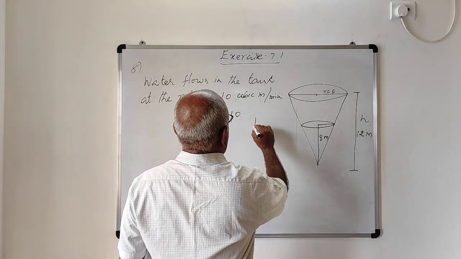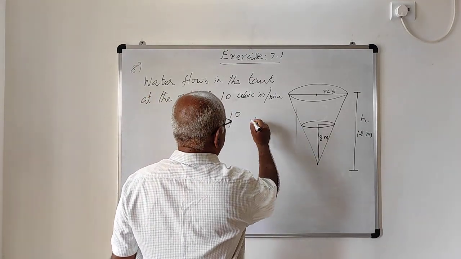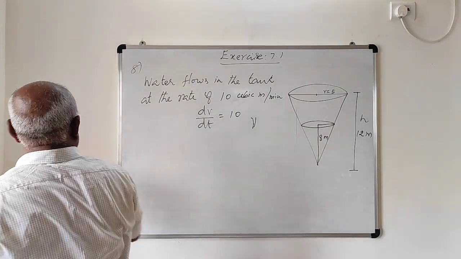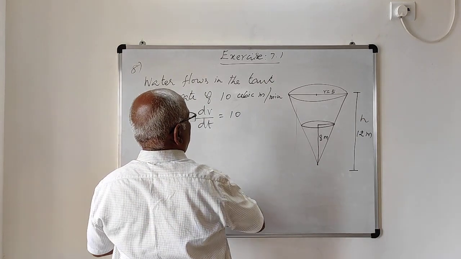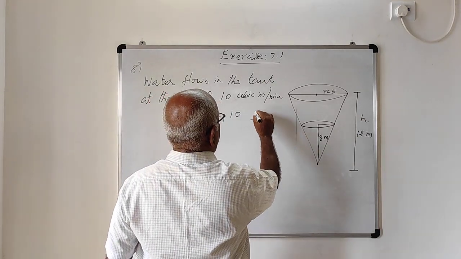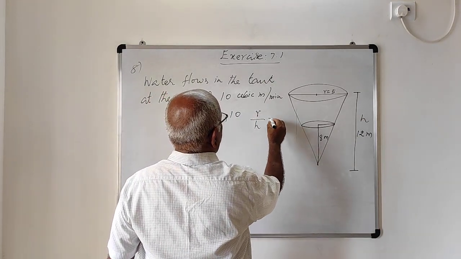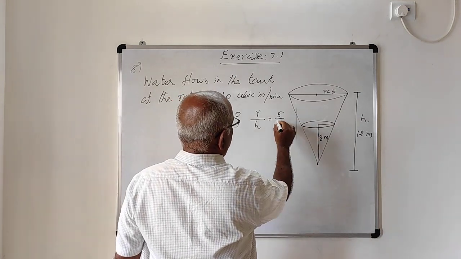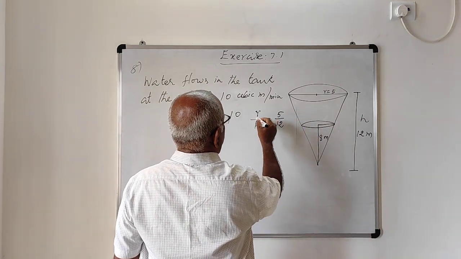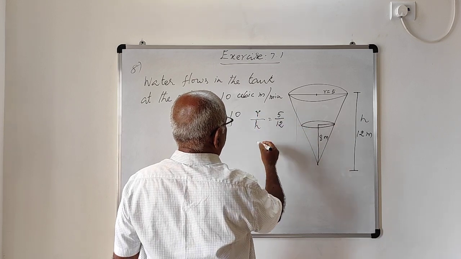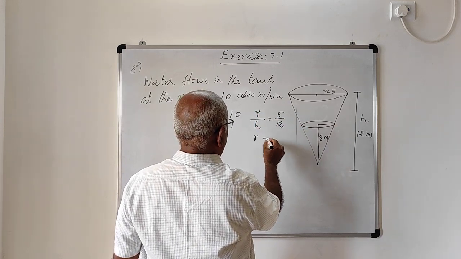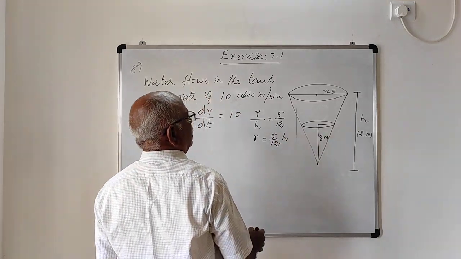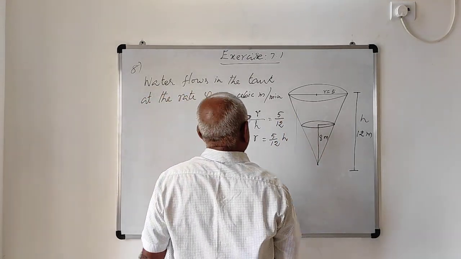Here, H is the height, R is the radius. I want one relation: radius by height is equal to 5 by 12. From this, R equal to 5 by 12 H.